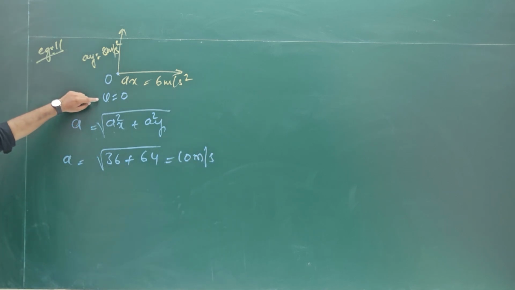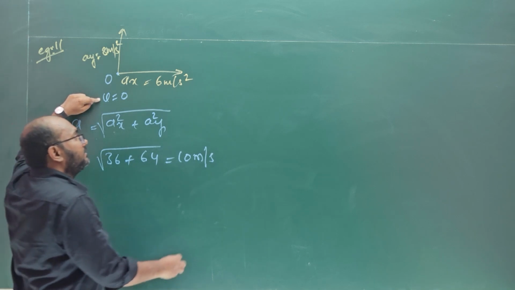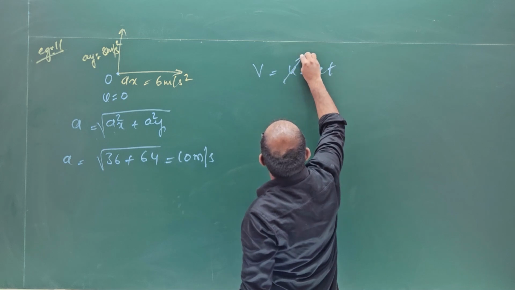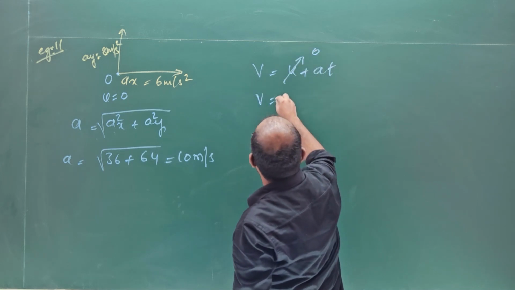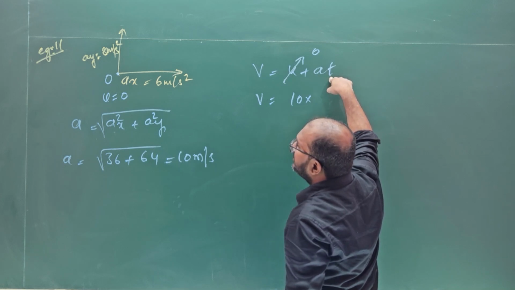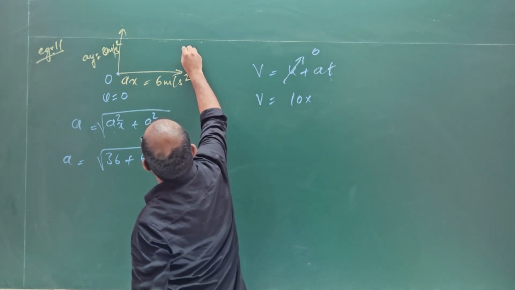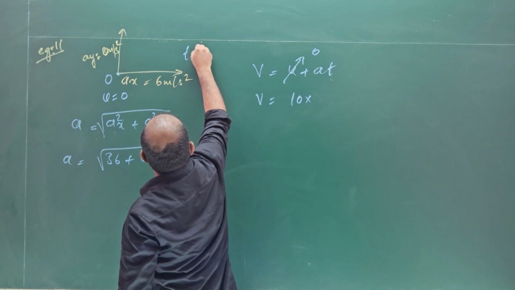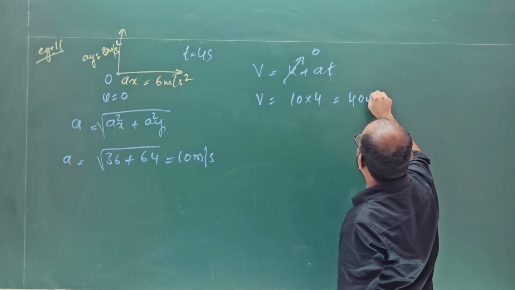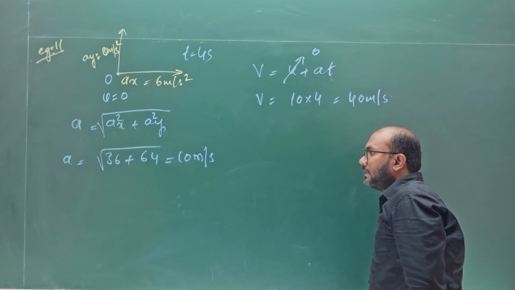We have initial velocity is 0. We can find v, and v is nothing but u plus at. Initial velocity is 0, so v is equal to acceleration, that is 10, and t is how much? 4 seconds. So t is given 4 seconds. So velocity is equal to 40 meter per second.